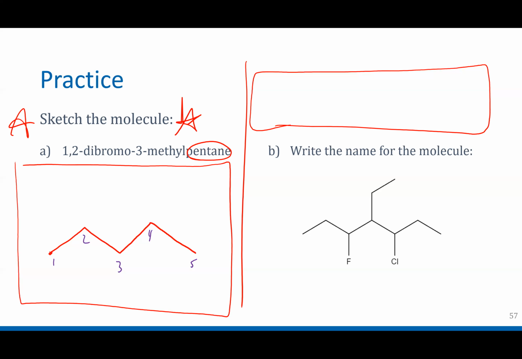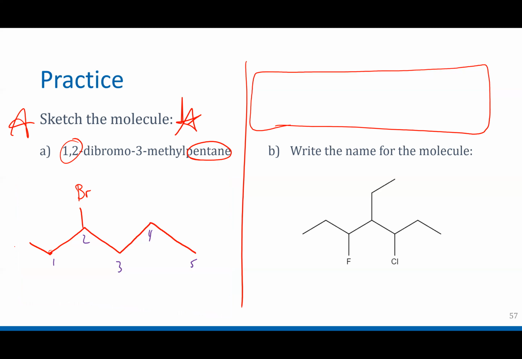So on the first carbon, I will have a bromine. And on the second carbon, I will have a bromine. This is 1,2-dibromo.